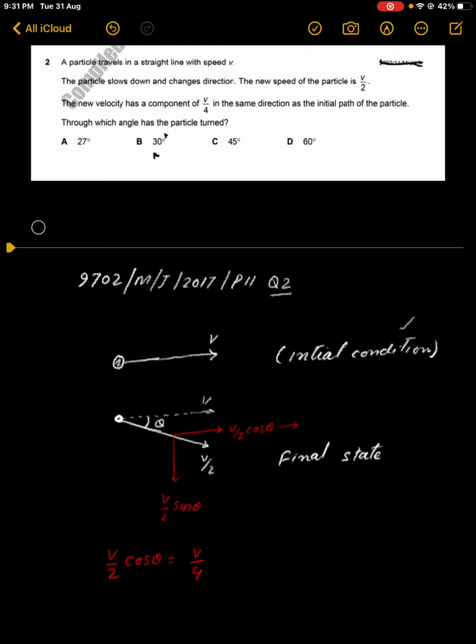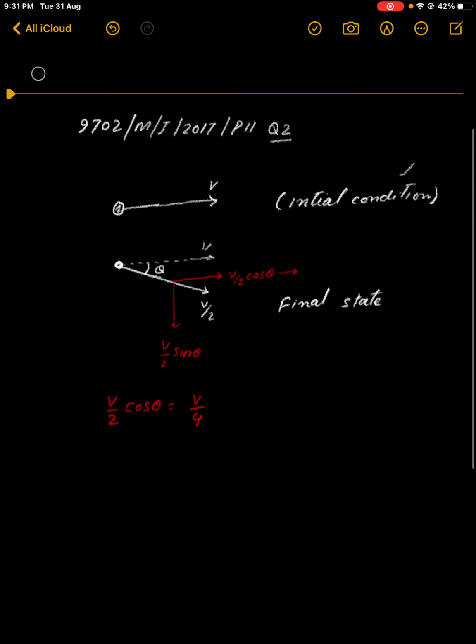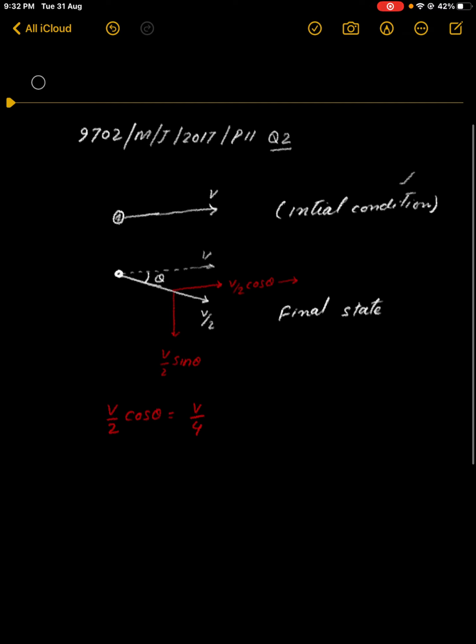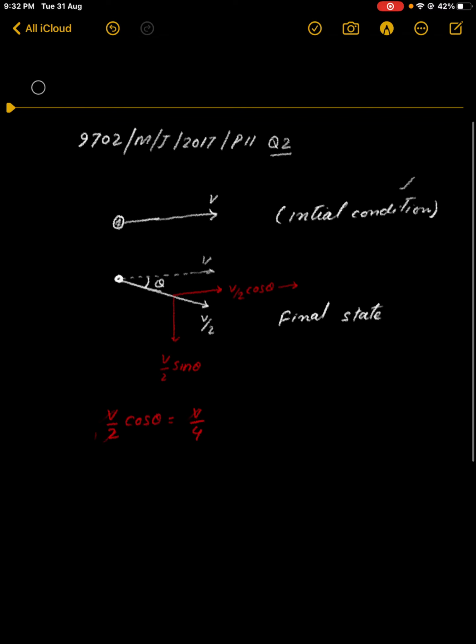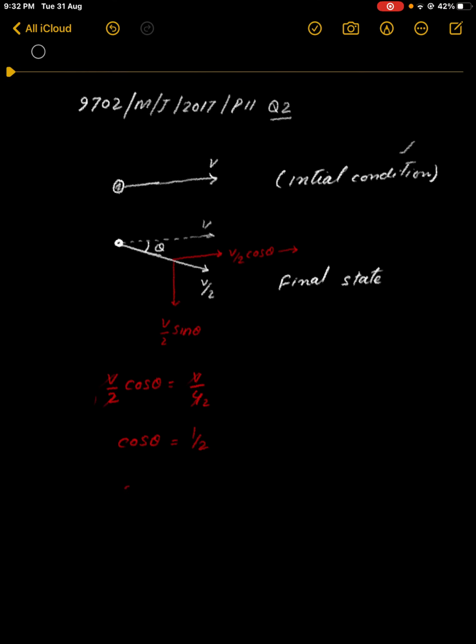It means the new component has a velocity v by 4 in the same direction as the initial. So we can compare these two, and you can see that this v and this v cancel, and 1 time, 2 time. So I get that cos theta is equal to 1 by 2. We need the angle theta through which the particle is turned, so theta is equal to cos inverse of 1 by 2. Use your calculator and you will get the answer 60 degrees.